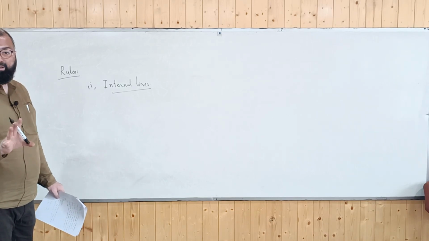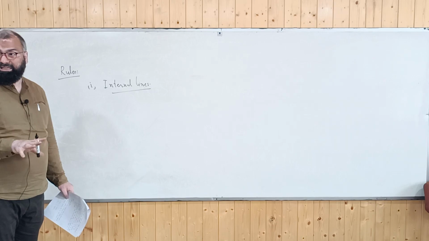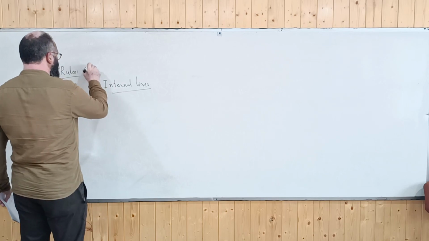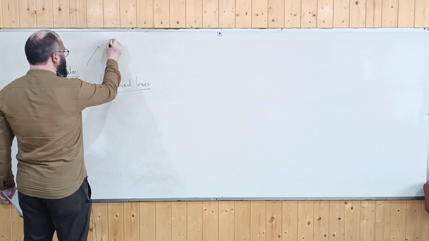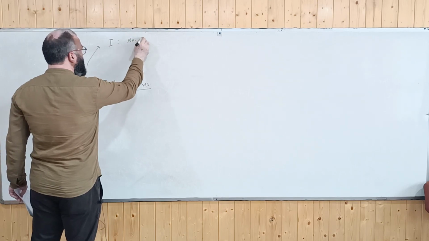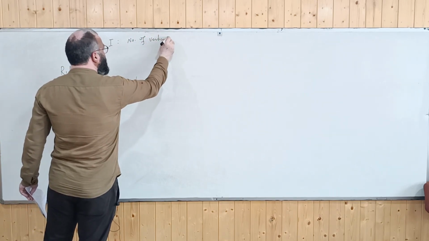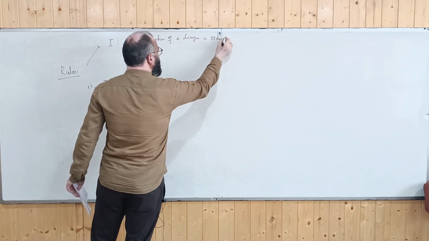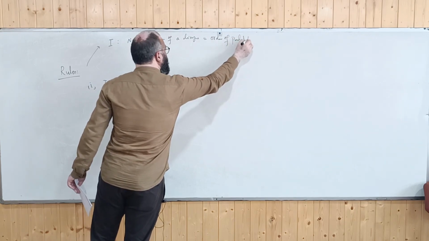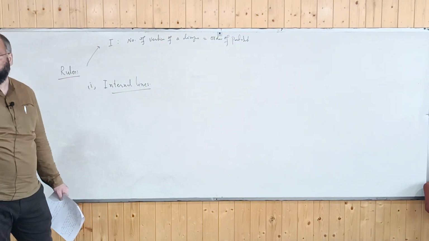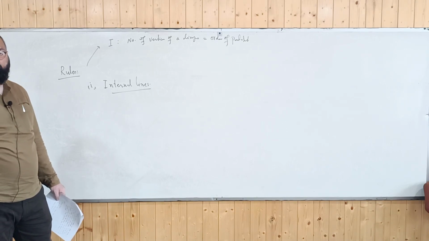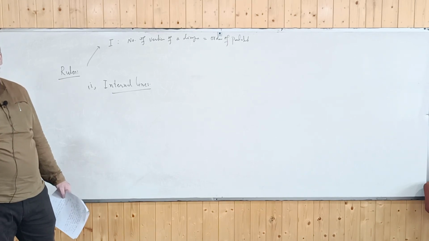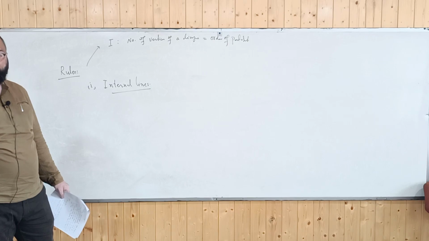Remember, we are doing a perturbative calculation. In this perturbative calculation, let me write the first rule: the number of vertices of a diagram is equal to the order of perturbation. If you have one vertex, you are at the first order. If you have two vertices, you are at the second order of perturbation. We have seen one vertex and three vertices; the three-vertex diagram was at the third order of perturbation.